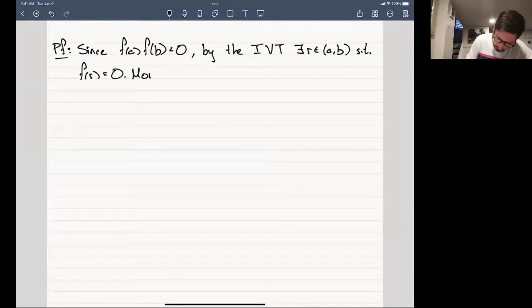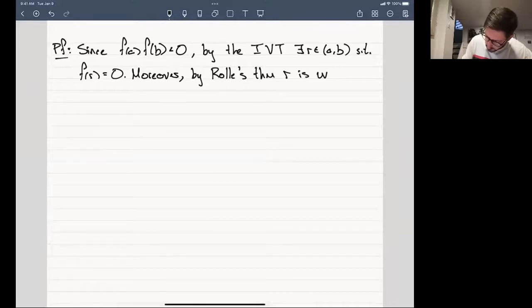Moreover, by Rolle's theorem, R is unique. Now, why is it that I was able to say that R is unique? Well, here's how the argument's going to go. I'm going to say it out loud. I want you to try and fill in the details and use Rolle's theorem here. So imagine there's a second root, call it S or something. That means that you have two values, f of R and f of S, that are equal to 0. Rolle's theorem tells you somewhere in between those things, the derivative is 0.